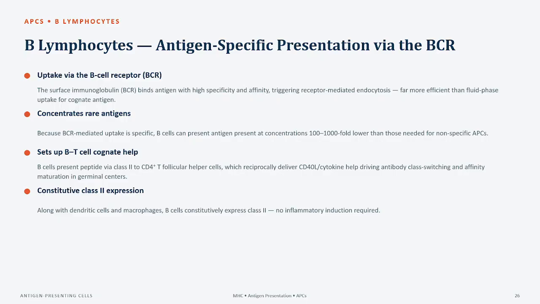It sets up the B-T cell cognate help. B cells present peptides via MHC class 2 molecules to the CD4 plus T follicular helper cells. This T cell reciprocally delivers CD40L and cytokine help. This interaction drives antibody class switching and affinity maturation in the germinal centers. Along with the dendritic cells and the macrophages, the B cells constitutively express MHC class 2 molecules, so no inflammatory induction is required for this expression.